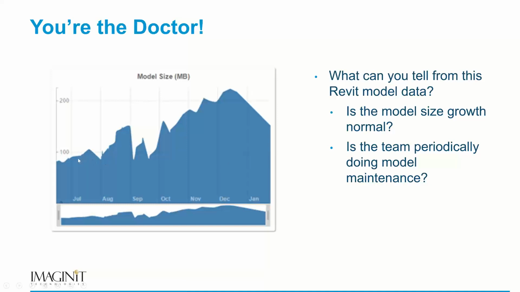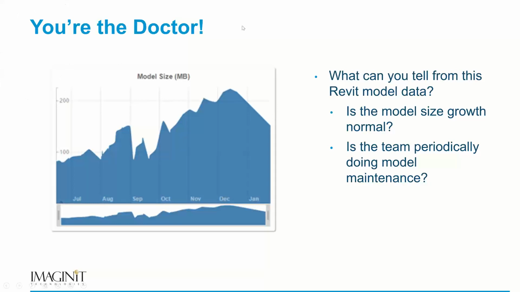Is the growth of the model from 88 megs down here up to 220 up there, does that seem normal to you? You can decide. What else can you see? Well, these ups and downs within something like the model size. The Revit model file rarely gets smaller unless someone is doing the periodic maintenance of compact, save with compact, auditing, purging, sometimes that kind of thing.